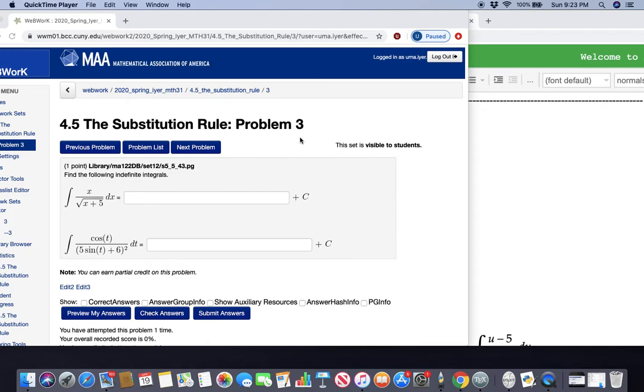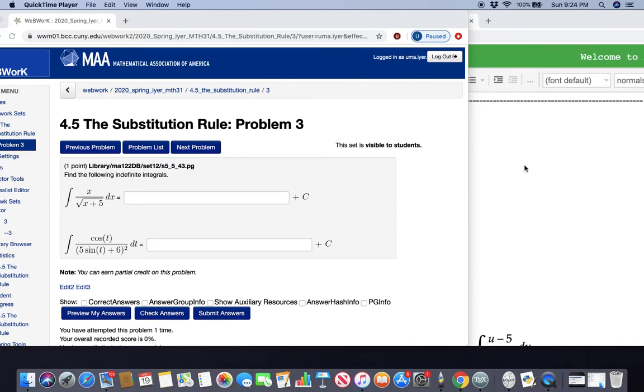Welcome back. Problem 3, section 4-5. It has two problems. Both of them require substitution. So let's go through one problem at a time. Integral x over square root of x plus 5. There is no immediate substitution one can think of, so one has to simply try various approaches.